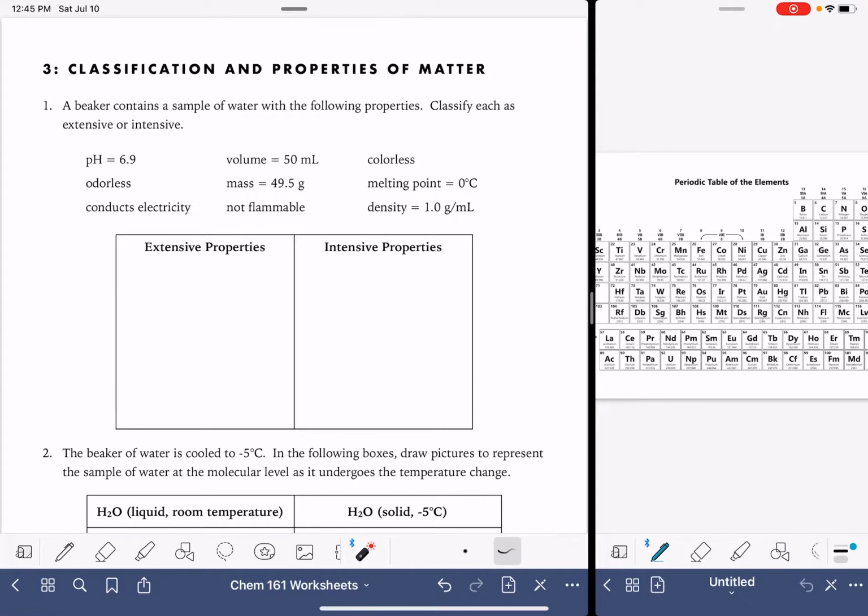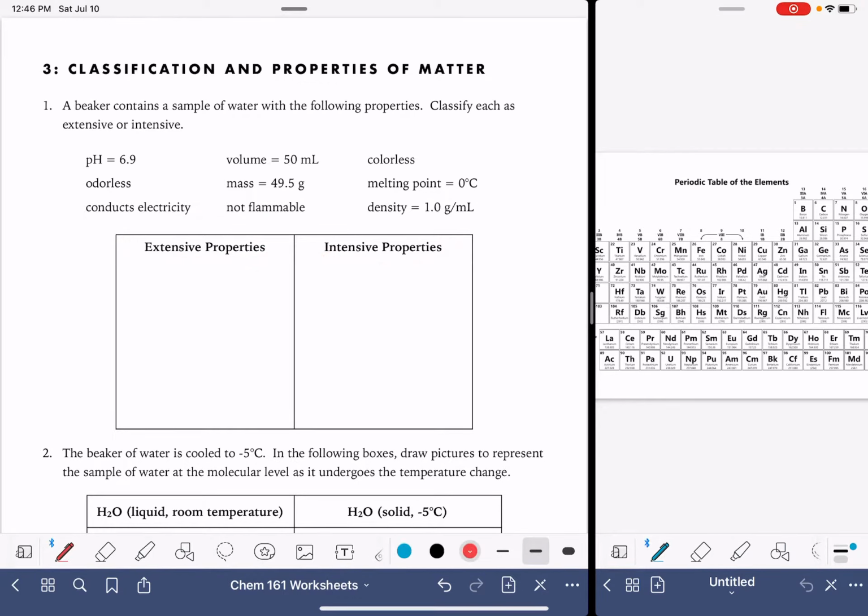On this worksheet, we're going to go through a few different types of problems that pertain to classifying matter. It's really just mostly about practicing different definitions that we use when we're classifying matter. The first problem, we're being asked to sort properties based on whether they are extensive or intensive.